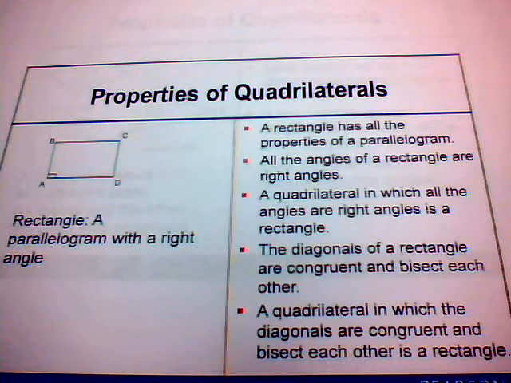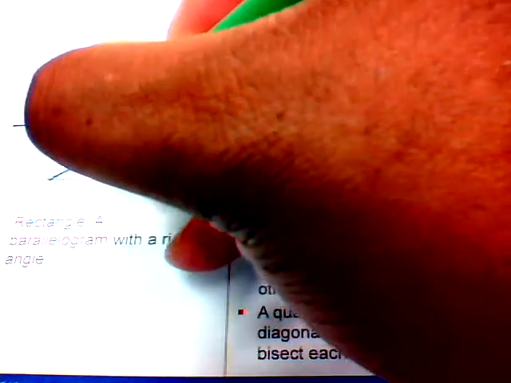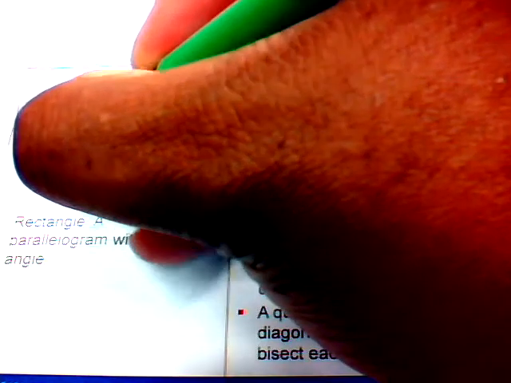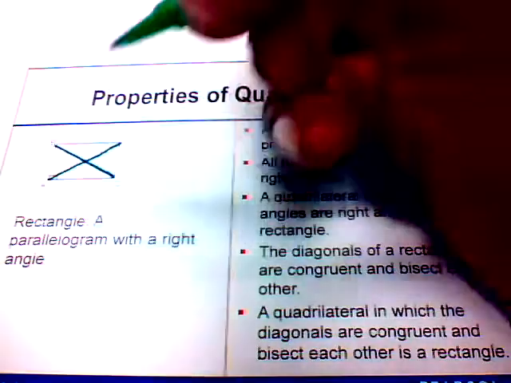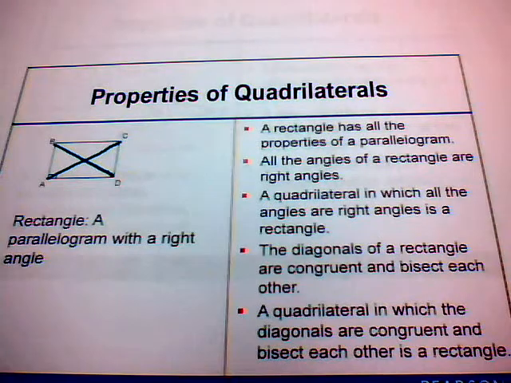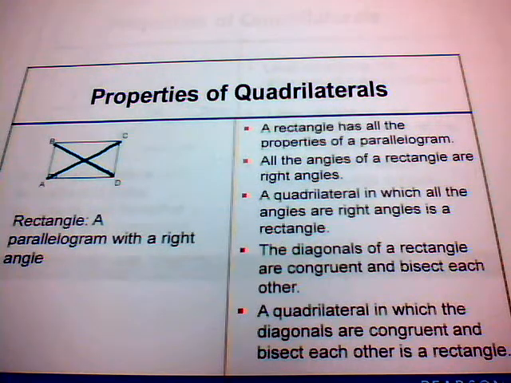So in this case here, the length of diagonal AC will have the same length as the diagonal BD. So those diagonals are going to be congruent, and they do bisect each other. So a quadrilateral in which the diagonals are congruent and bisect each other is a rectangle.